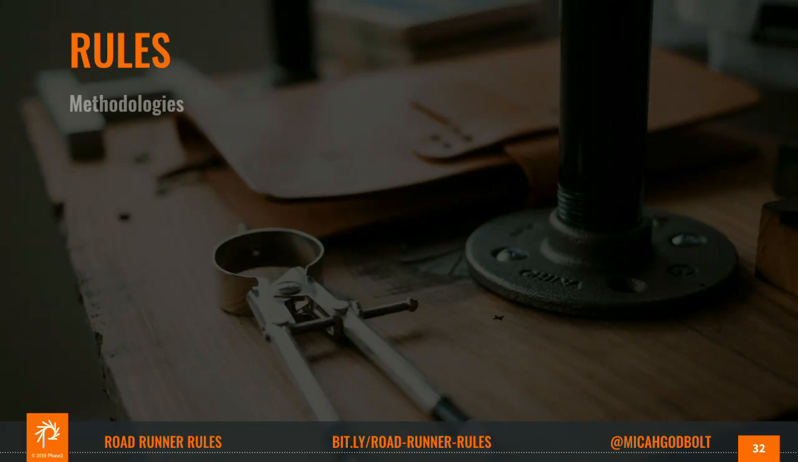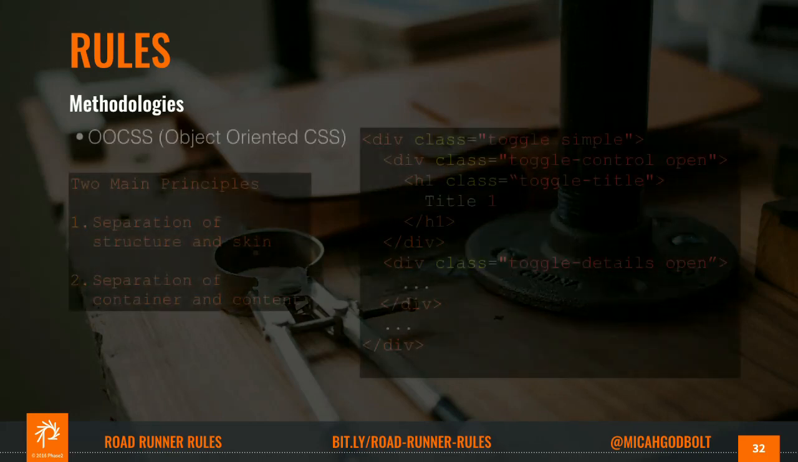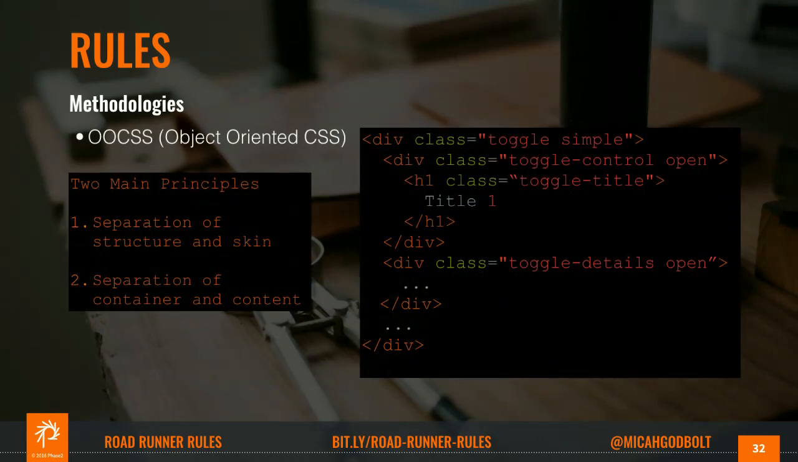All right, so let's talk about rules. What do rules mean? One of the first things that we usually introduce into the design system is our methodologies. How are we building all these pieces, all these components? And there's a few leading methodologies right now that you'll see floating around.